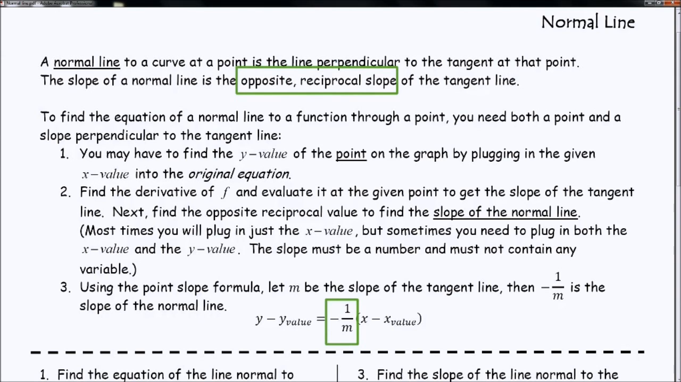I need to find the y value if it's not given. I need to find the derivative of f, but instead of just going ahead and using that m, I need to find the opposite reciprocal value, the slope of the normal line. I can't just use m, that would be the tangent line. So remember, we go to the opposite reciprocal. And then now we're going to use our point slope formula.